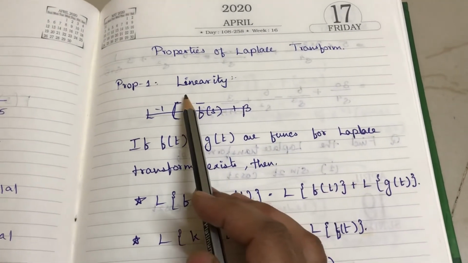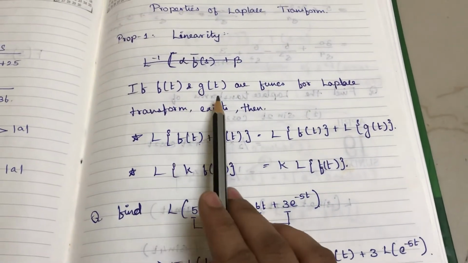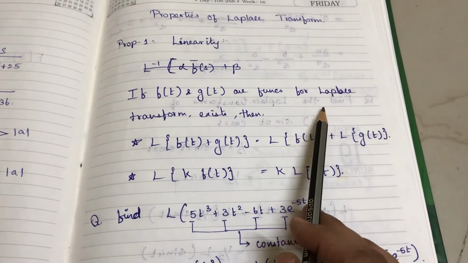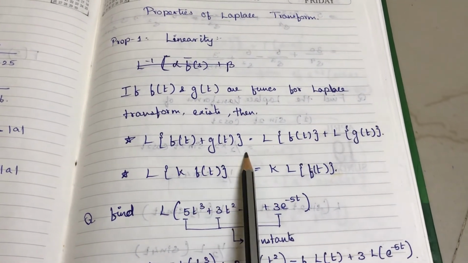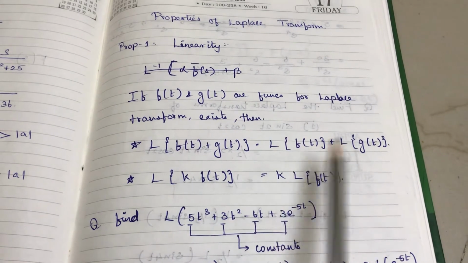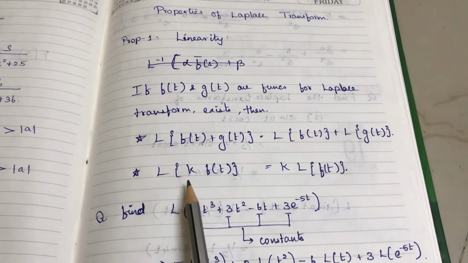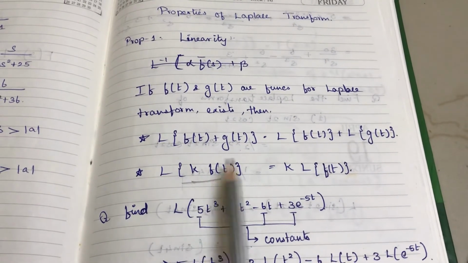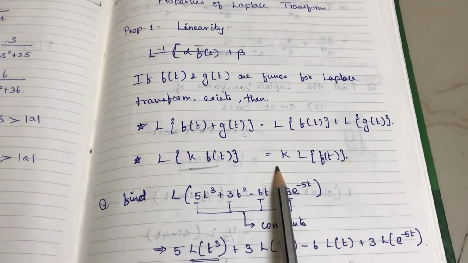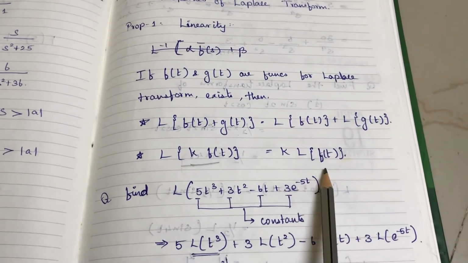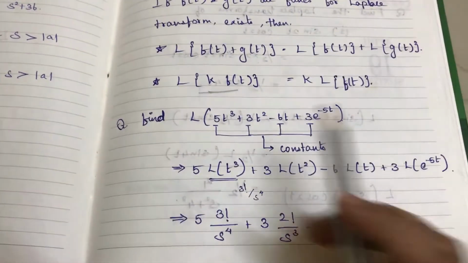First property is what? Linearity. It means if f of t and g of t are two functions, then L of f of t plus g of t, I can write in a separate form, L of the function plus L of the other function. If there is any constant in the function, I can write this constant k outside, k into L of f of t. Okay, let's see some examples here.